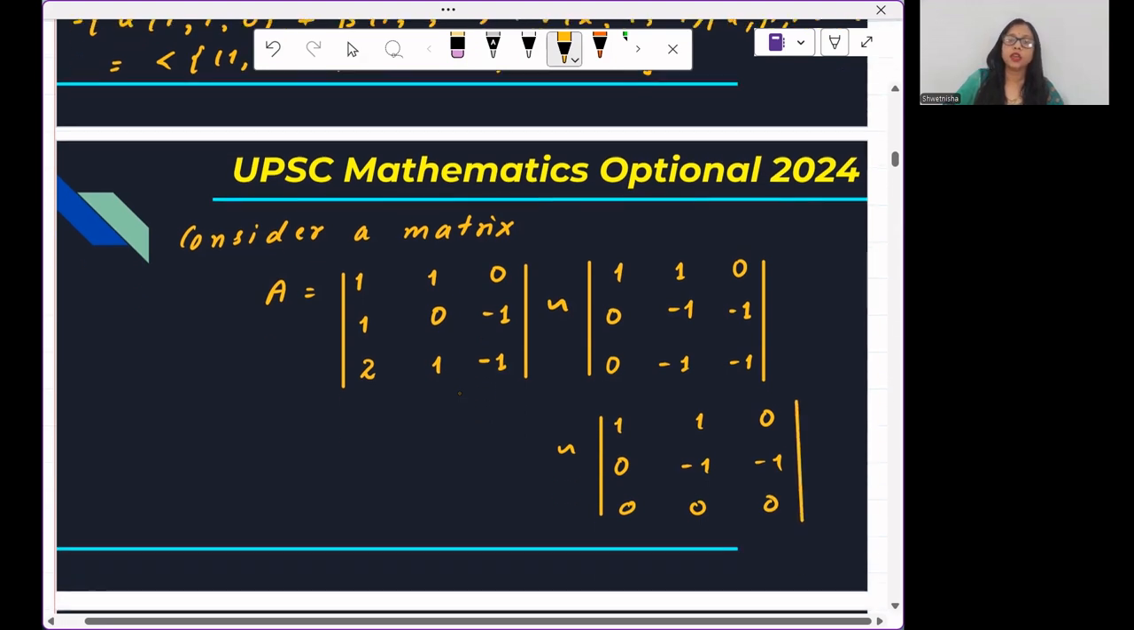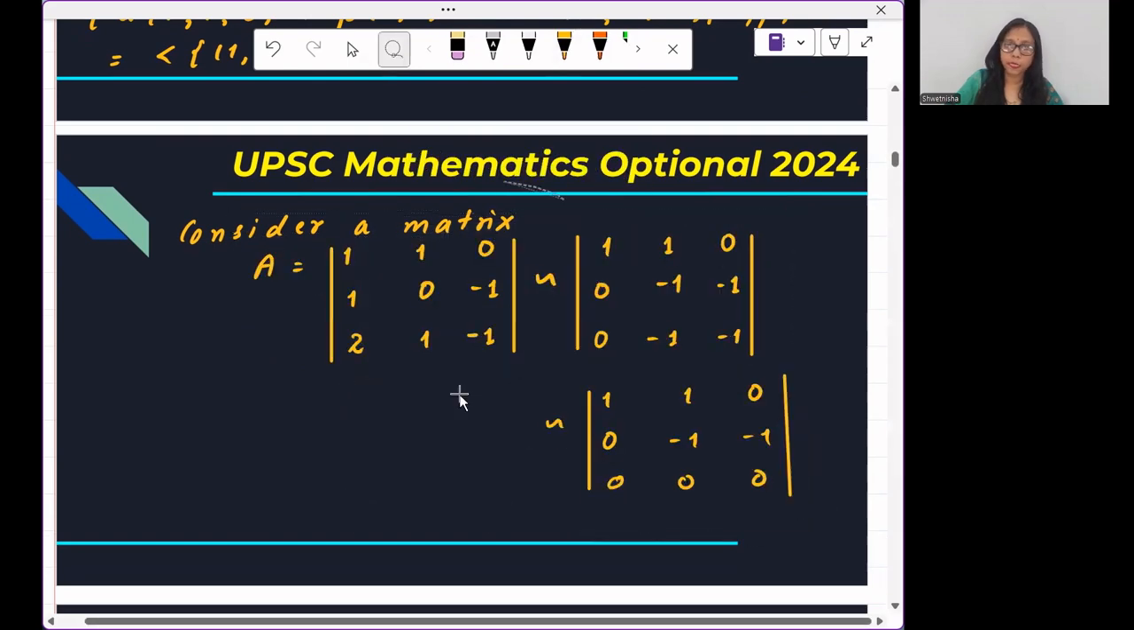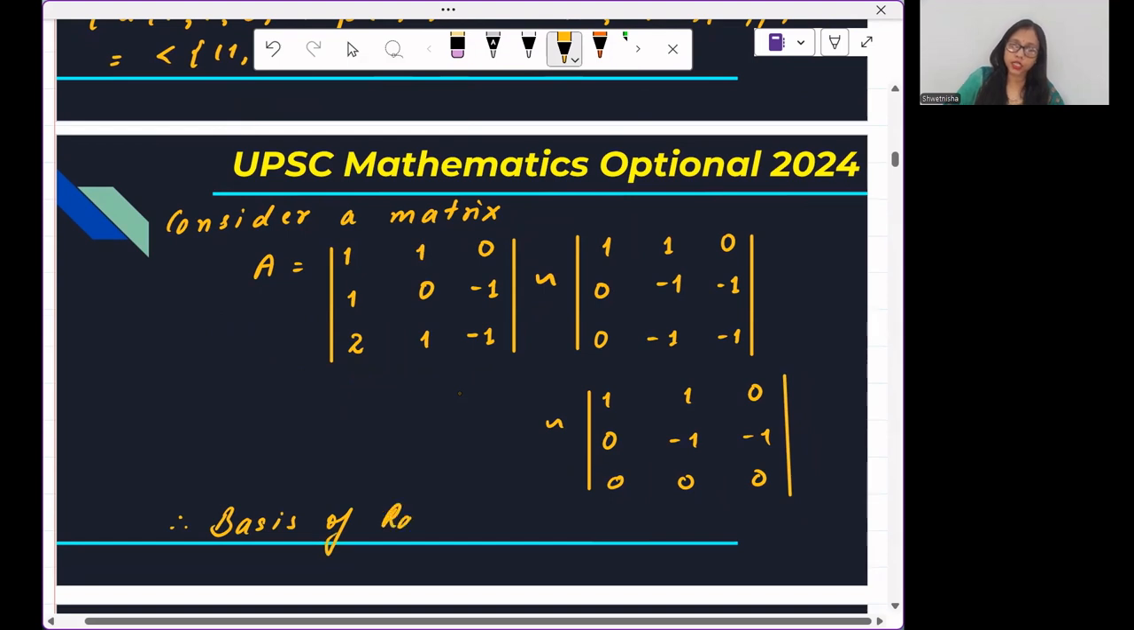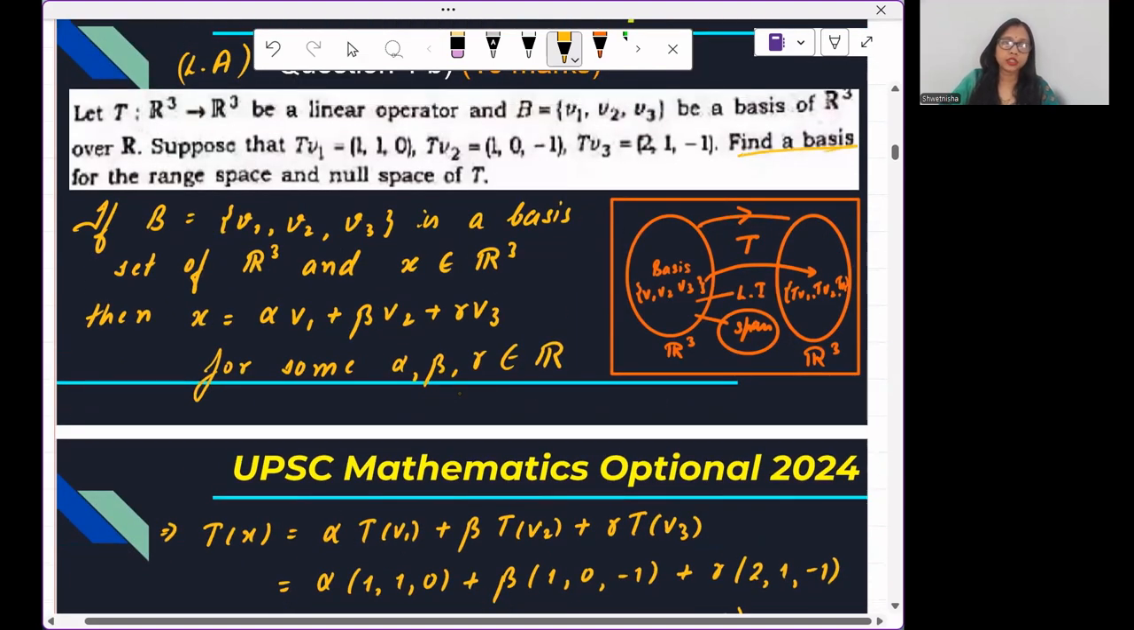So as you can see, it has been reduced. Therefore, what is the basis then? Therefore, the basis of the range of T is 1, 1, 0, because now it spans your range space also and they are linearly independent. This is the basis. Next, we have to find the basis of the null space. The range space is done.